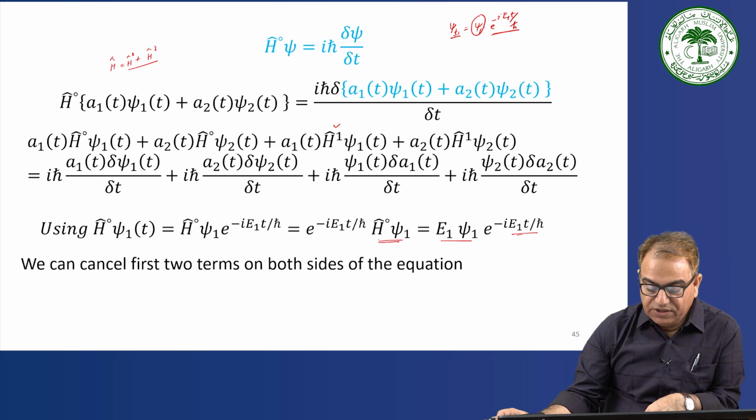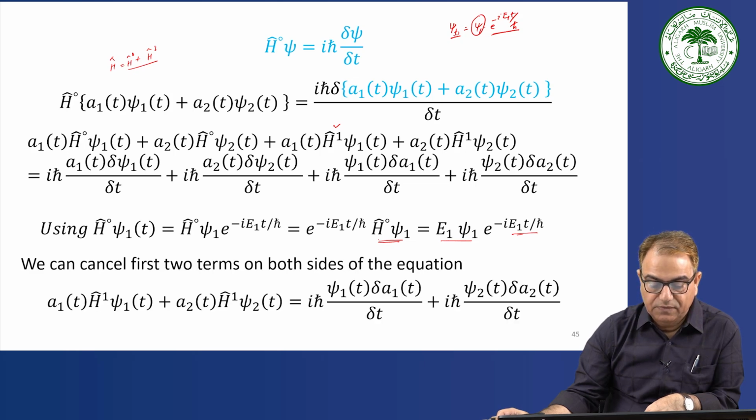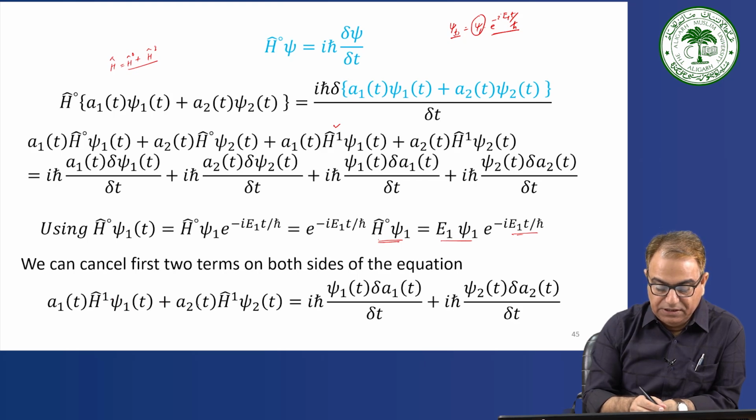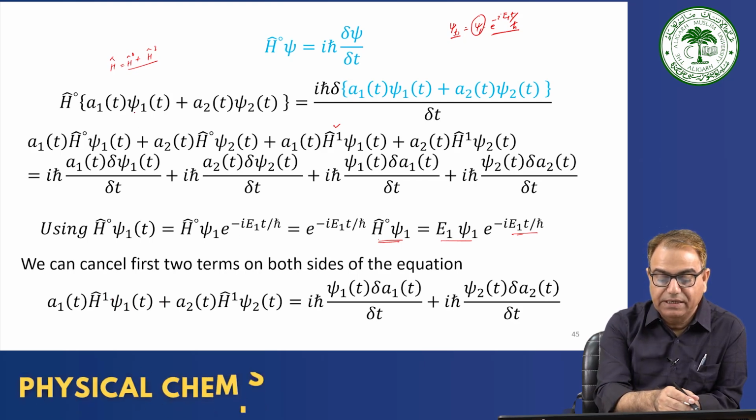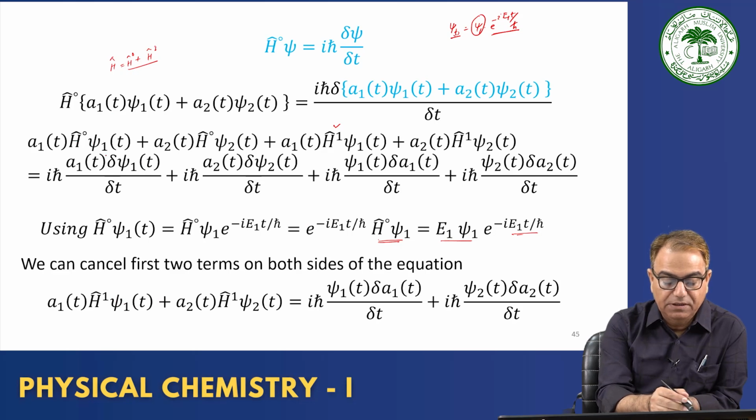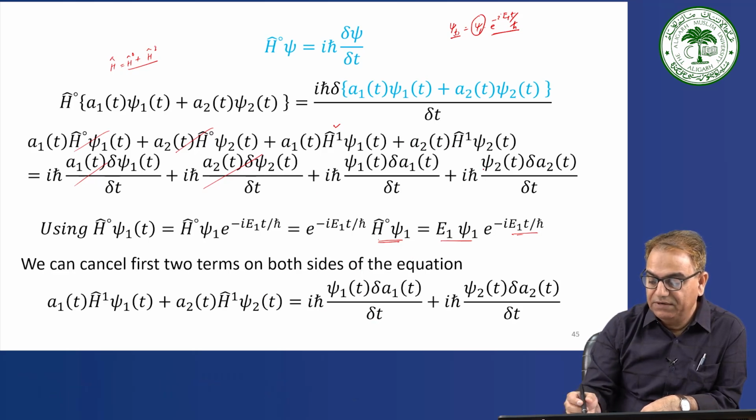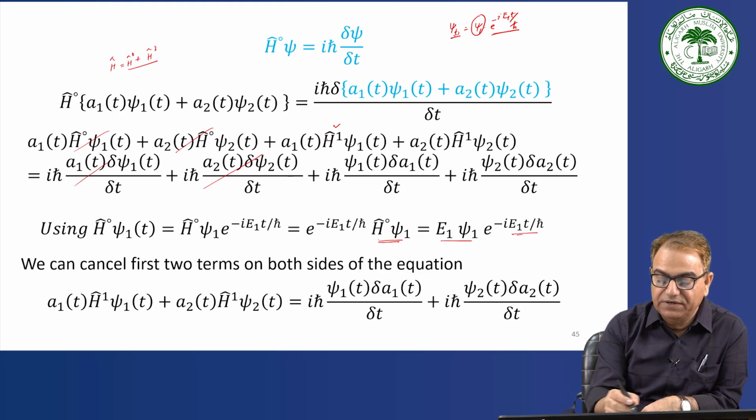We can cancel the first two terms on both sides of the equation. Using this equation, we can cancel both of the first two terms. This term will go, this term will go. So what remains is a1(t) H1 psi 1(t), a2(t) H1 psi 2(t), and plus i h cross psi 1(t) del by del t of a1(t) and i h cross psi 2(t) del a2(t) by del t. So two terms on the left hand side and two terms on the right hand side remain.